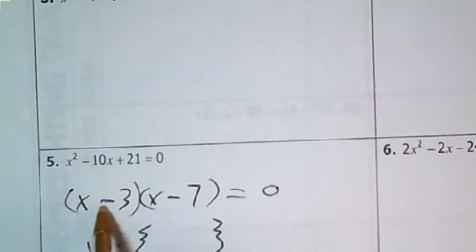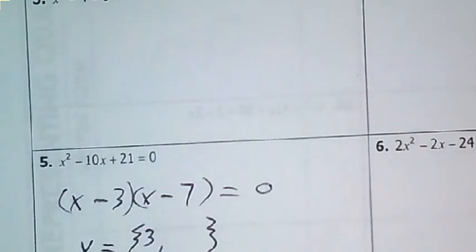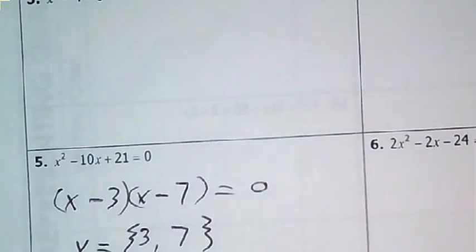What is going to make this expression equal to 0? What x value would I have to plug in for x to make this equal to 0? Would it be negative 3 or positive 3? Positive 3. So the solutions are 3 and 7. I want you to notice, the opposite of negative 3 is positive 3. That's what makes 0. When you add two opposites, you get 0. The opposite of negative 7 is 7.